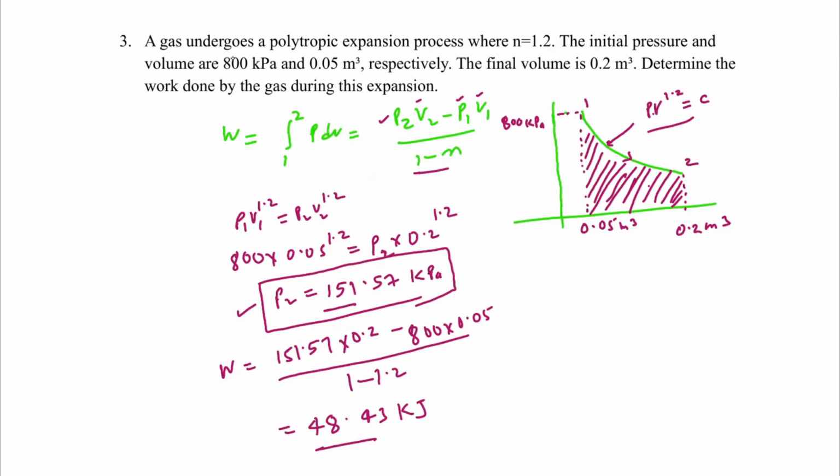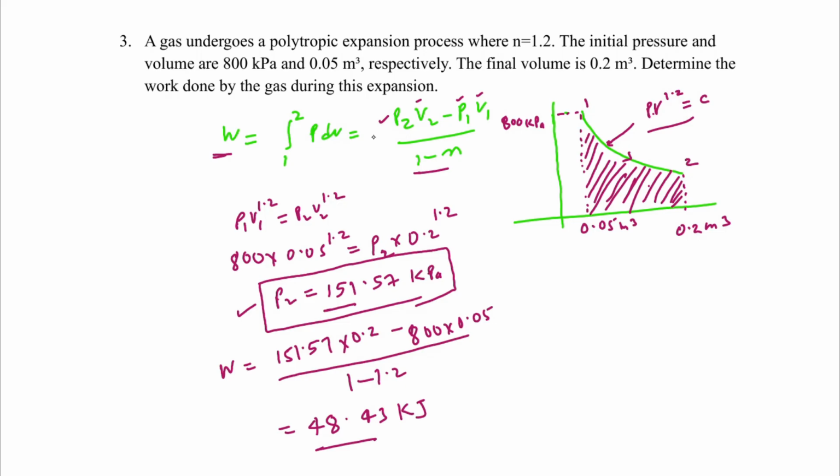Next question. A gas undergoes a polytropic expansion process where n equals 1.2. The initial pressure and volume are 800 kilopascal and 0.05 meter cube respectively. The final volume is 0.2 meter cube. Determine the work done by the gas during this process. So same, the boundary work W equals the integral of P dV from state 1 to state 2.